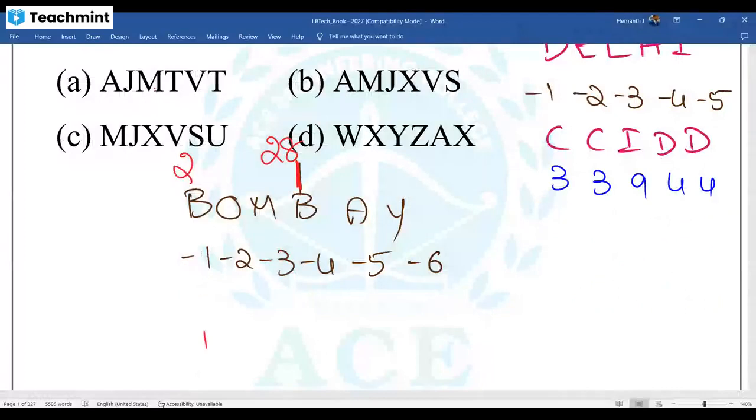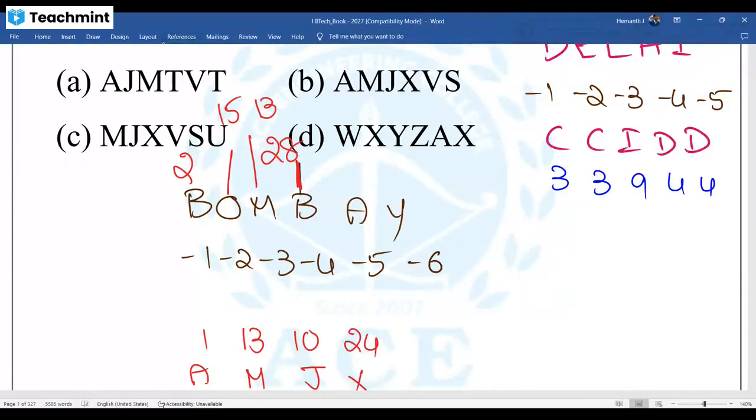What is the O value? 15. Next is M, the middle value. M is 13, right? 15 minus 2 is 13, the middle value, M. Then 13 minus 3 is 10, J value 10. Then we have B again: 28 minus 4 is 24, which is X. Now, what do I have to take for A, 1 or 27?